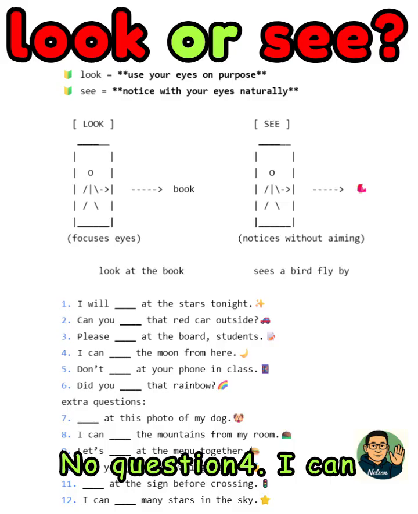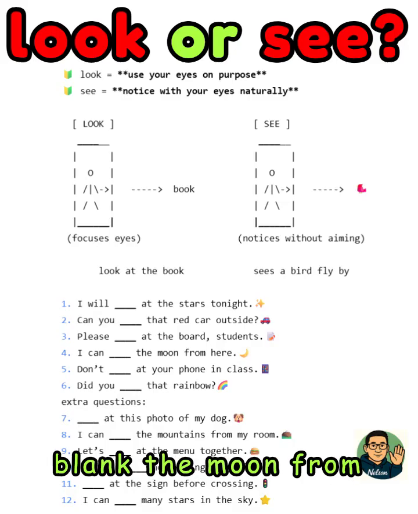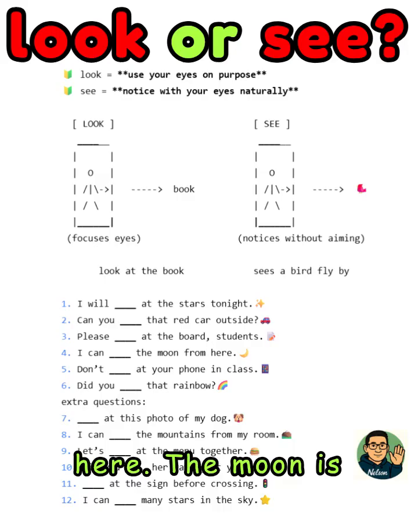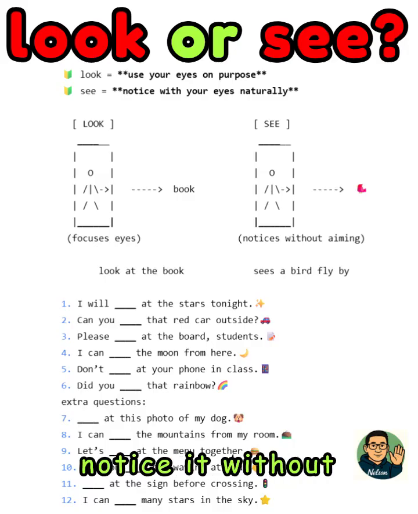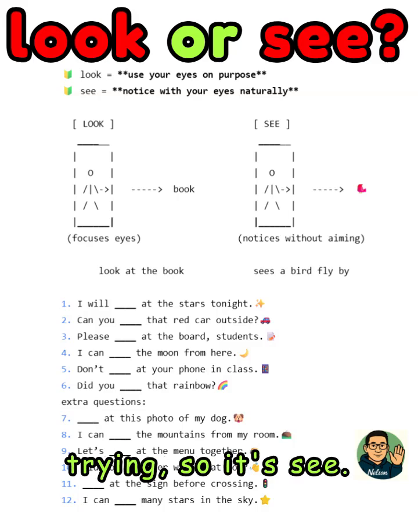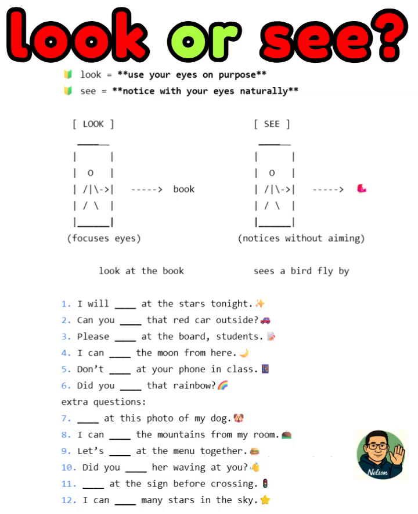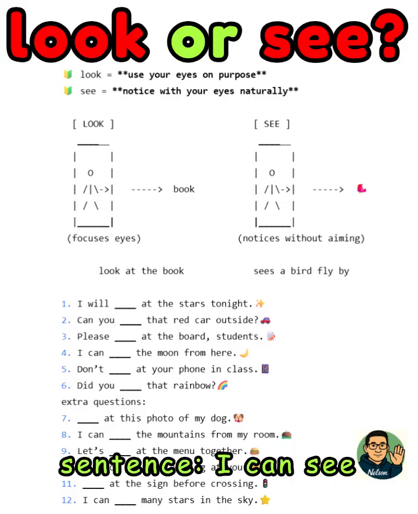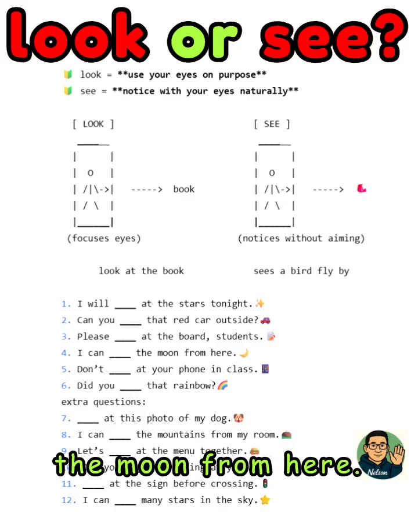Now, question 4. I can blink the moon from here. The moon is just there. You notice it without trying. So it's see. That makes the sentence I can see the moon from here.